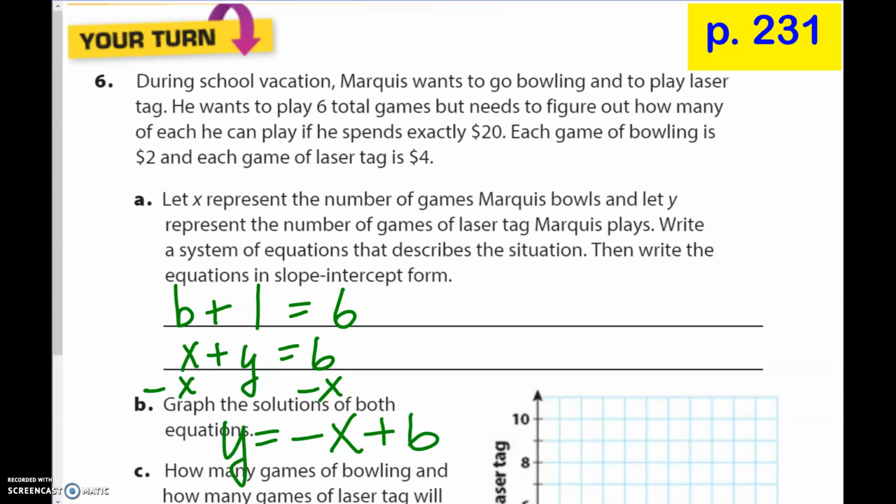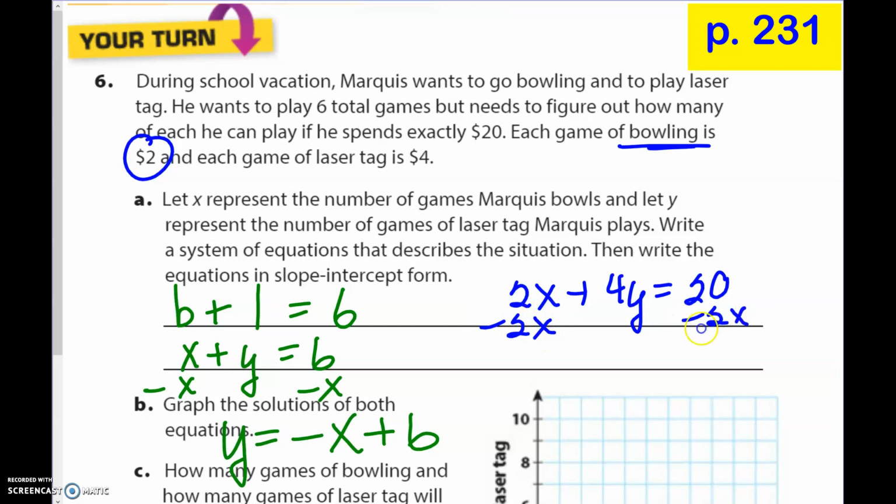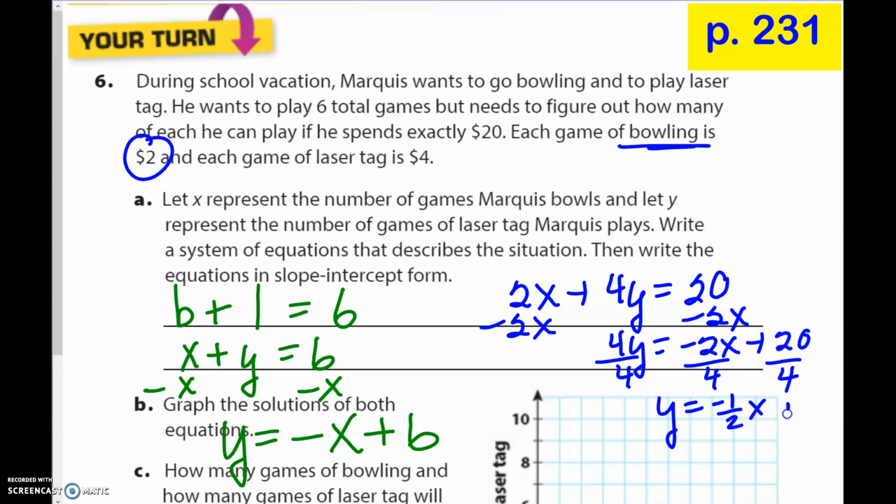And then to find out, he spends exactly $20, and bowling is $2, and I did bowling first, so 2x, and laser tag is our second one, and they spent a total of $20. So I'm going to subtract 2x because in order to graph this, I need to get y by itself. So minus 2x plus 20, and now I need to divide everything by 4. So this ends up being y equals, and negative 2 over 4 is negative 1/2 x, and plus 20 over 4 is 5.